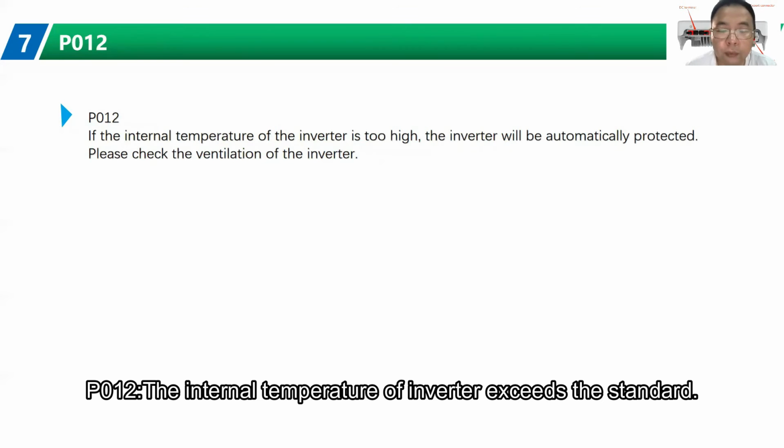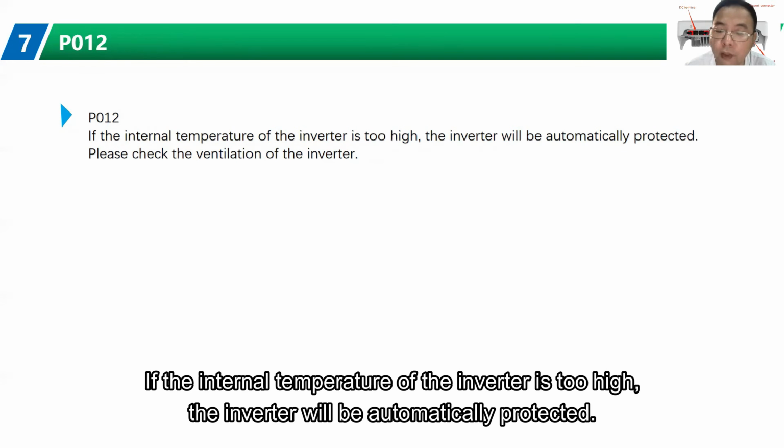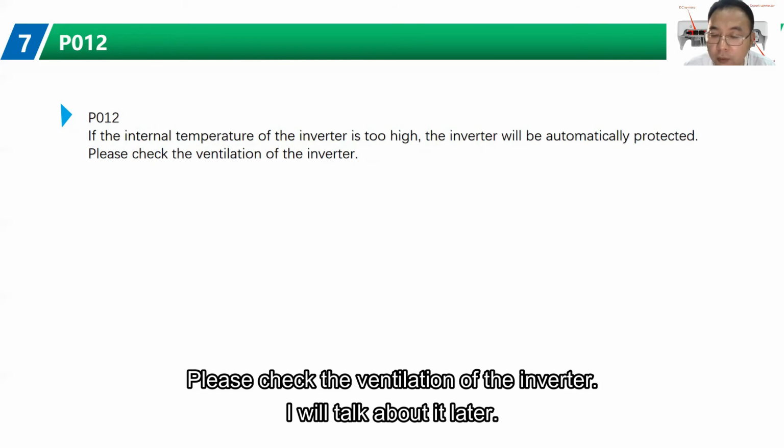P012. The internal temperature of the inverter exceeds the standard. If the internal temperature of the inverter is too high, the inverter will be automatically protected. Please check the ventilation of the inverter. Okay, let's discuss this later.